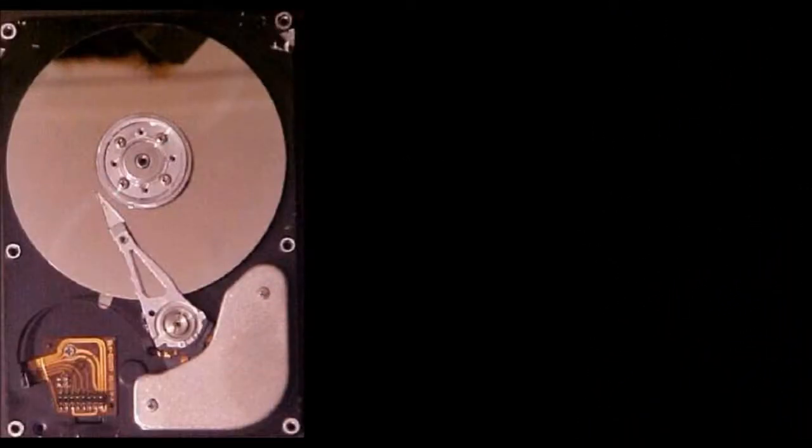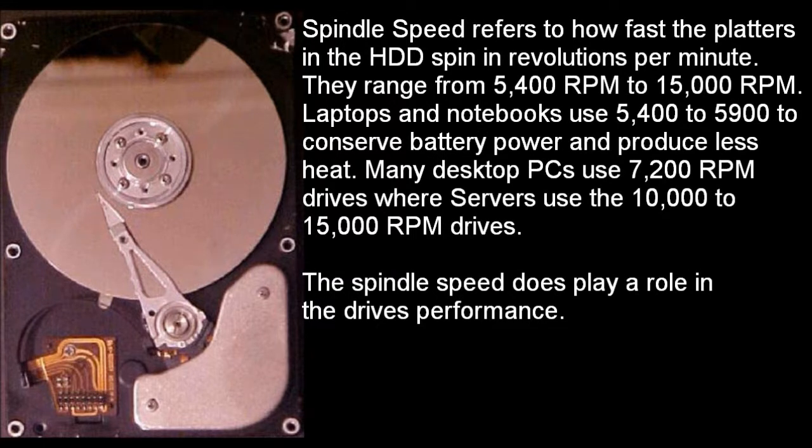Now we're going to talk about the spindle speed. The spindle speed refers to how fast the platter in the hard drive spins in revolutions per minute. The platter is that round, mirror-looking thing that you see on the left-hand side. The spindle is the centerpiece. That is actually a motor. This is what spins the platters around the heads.